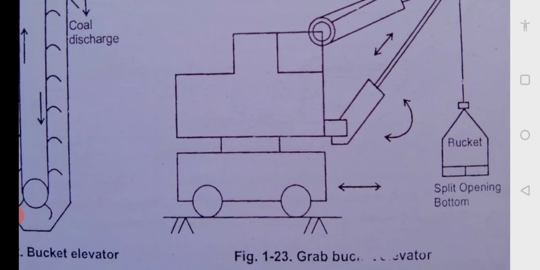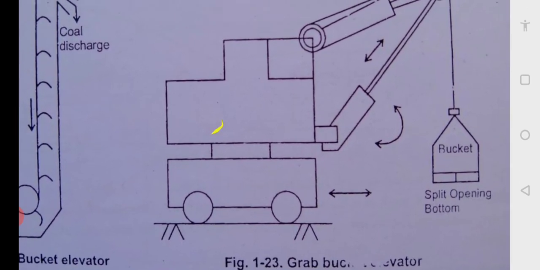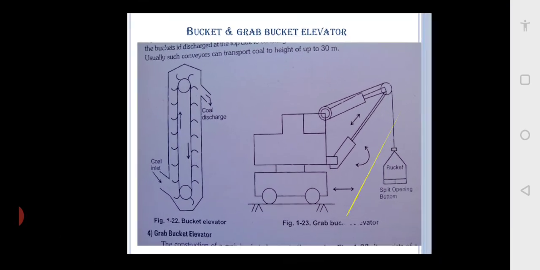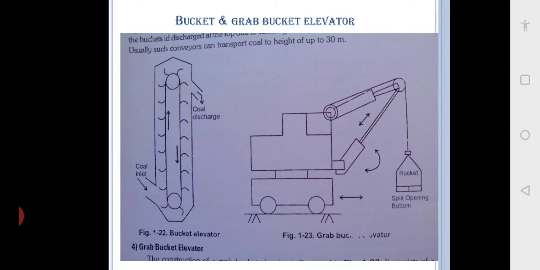Crane can rotate 360 degrees, swivel 360 degrees, and it will supply the coal wherever it is required. So grab bucket means two sides are there. When it is lifted, they both will come together. It will catch, and wherever you want, you can shift that grab bucket and again open it up.